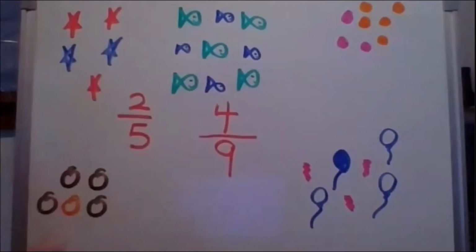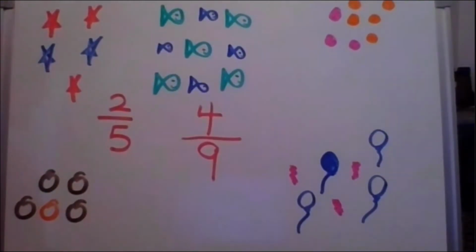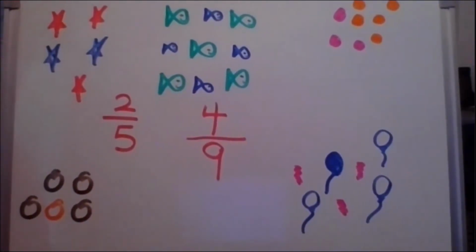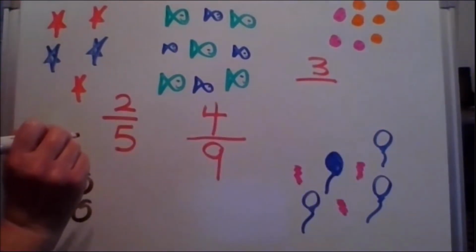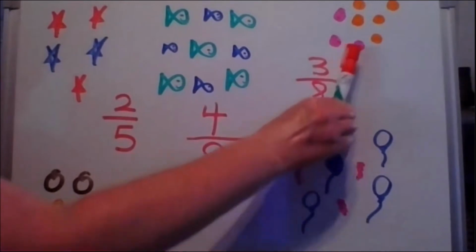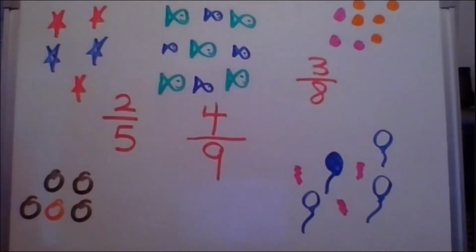How many dots are pink? That is correct. 3 out of, yes, 8. 3/8 of the dots are pink.